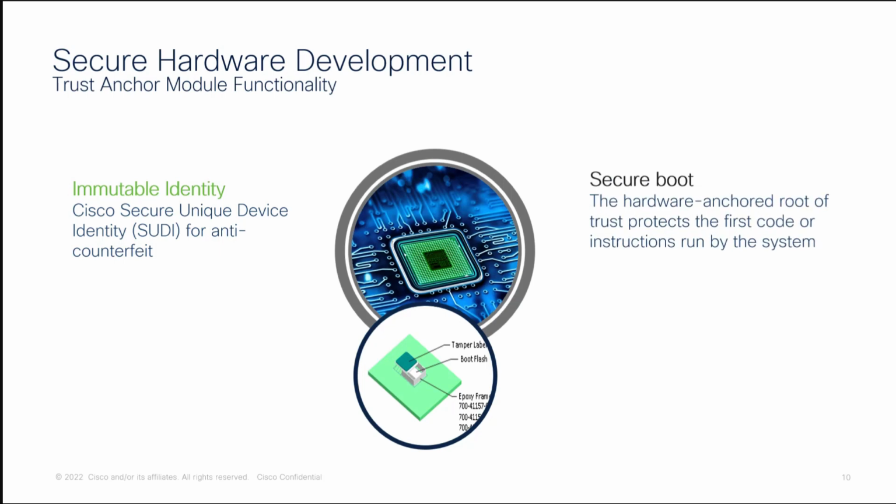Next we have the secure boot. The immutable hardware, which is the TAM, is needed for the secure boot process, and this is what will validate the bootloader, which will initiate the boot process. The TAM protects the first code of all instructions that are run by the system when starting up, and it protects it from compromise.